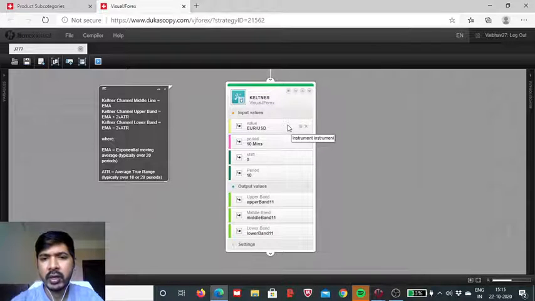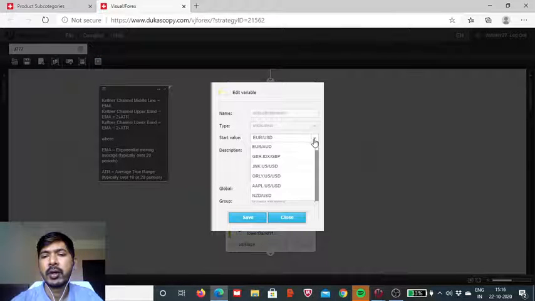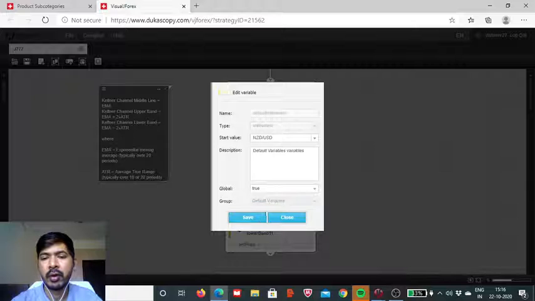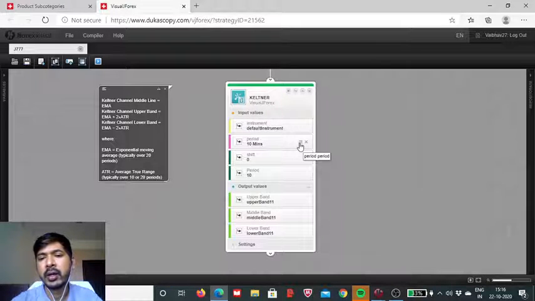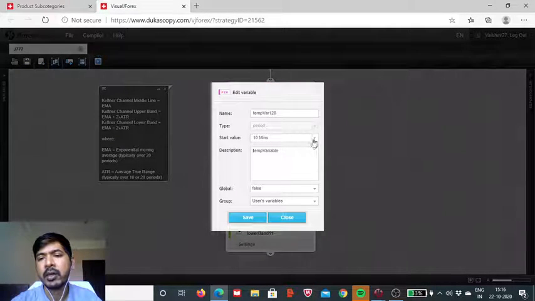Now coming to the customization, the default instrument can be Euro USD or any other instrument of your choice. For example, let us use the NZD/USD for today's setup. So we have changed the default instrument to NZD/USD. For the time period, if you want to trade for a shorter time horizon, then a time period like 10 minutes, or even 5 minutes or 15 minutes, should do the job.